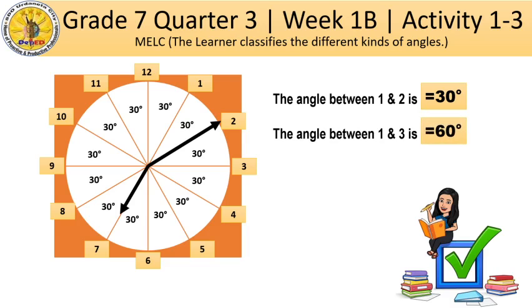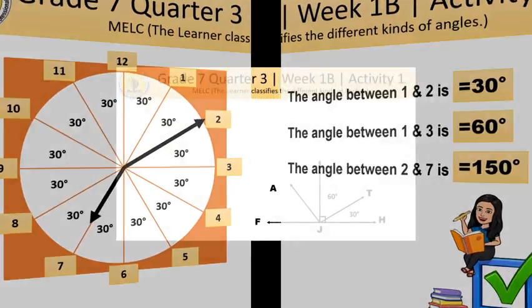So you just add 30 degrees plus 30 degrees. We came up with the answer 60 degrees. Then the angle between 2 and 7 is 30 degrees. So multiply, or you just add 30 five times. Then the answer will be 150 degrees. Okay, so let's move to the first activity.